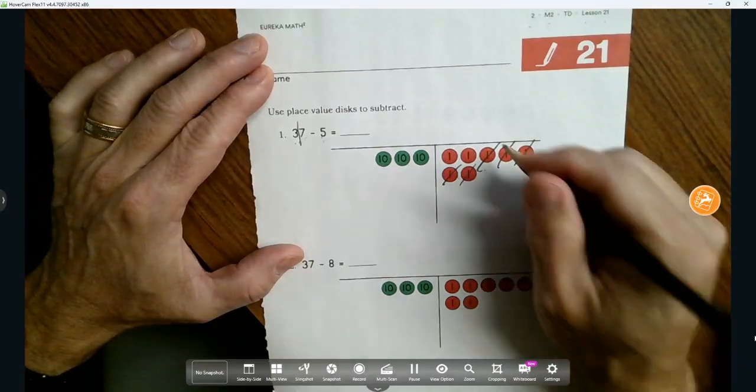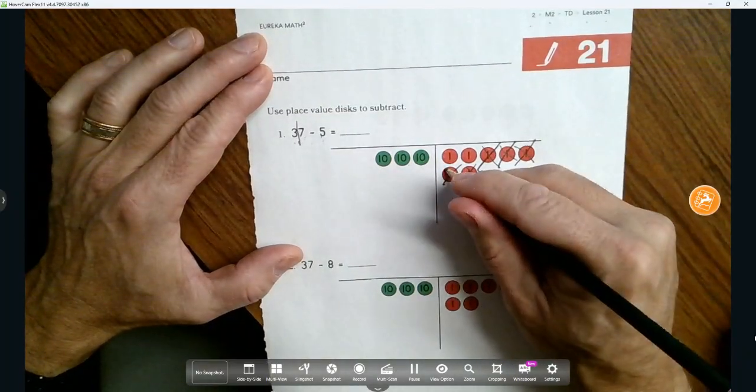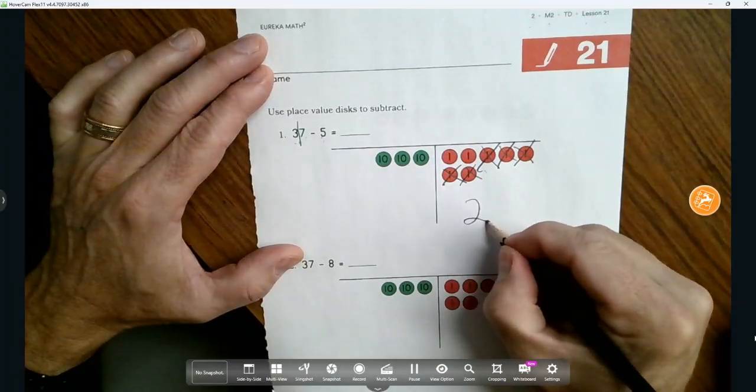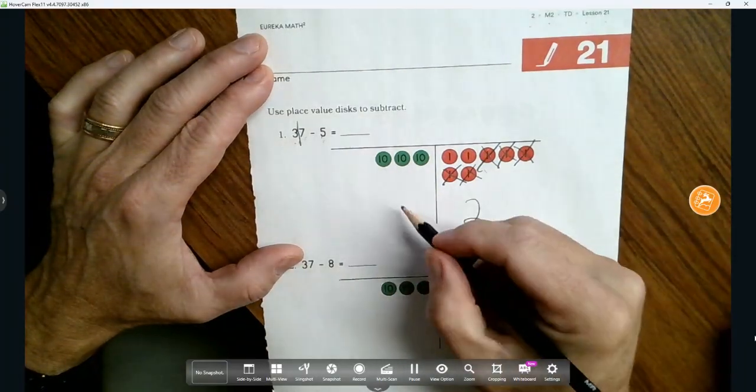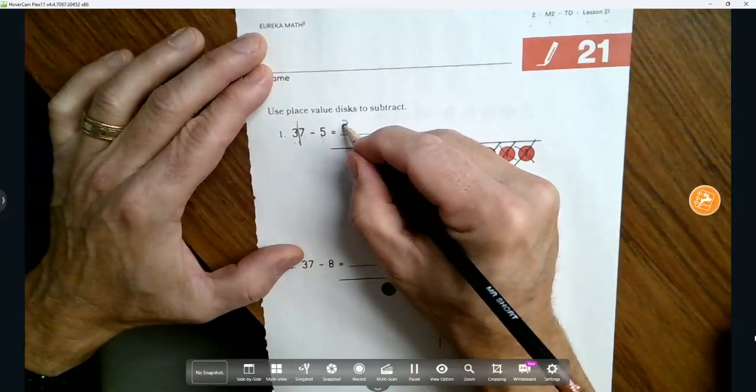Now we just count how many we didn't cross off. You need to put an X on them. You put an X on them. So I have 2 ones left and 3 tens left. So our answer would be 32.